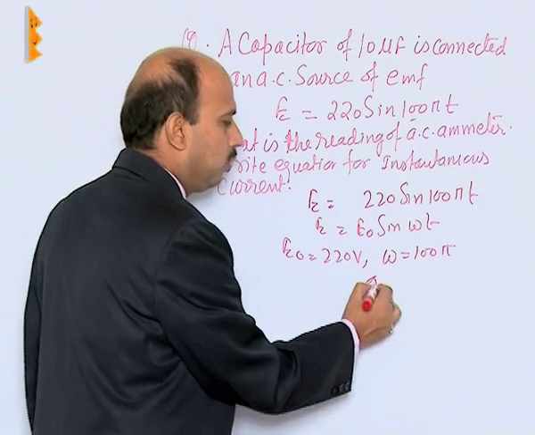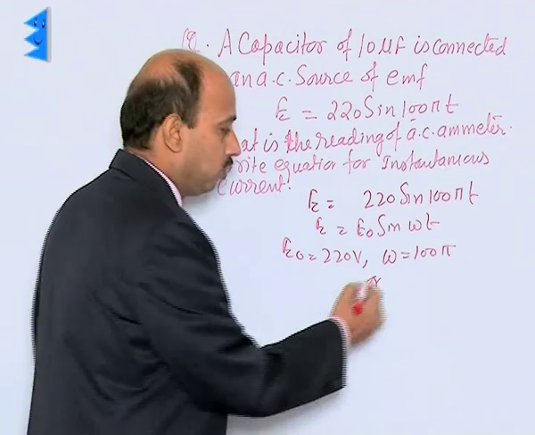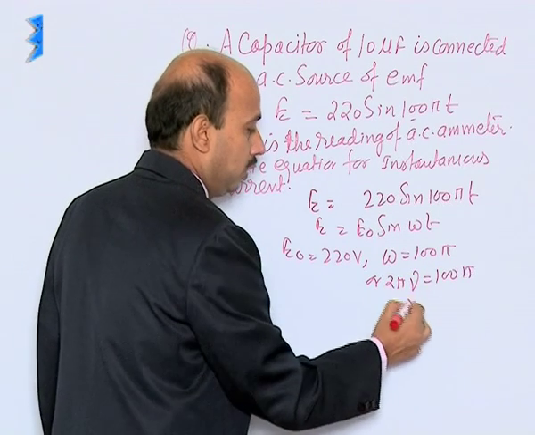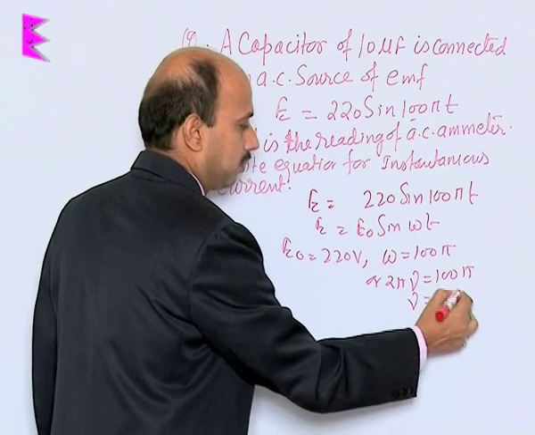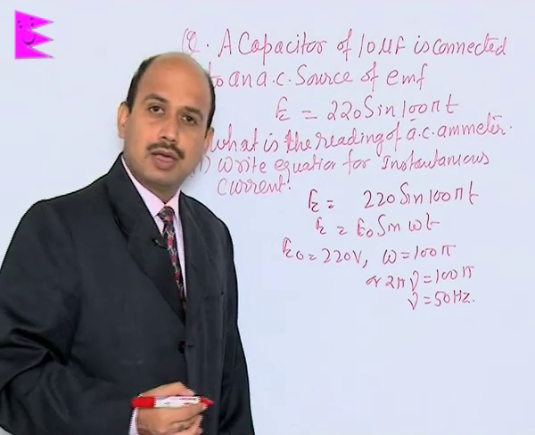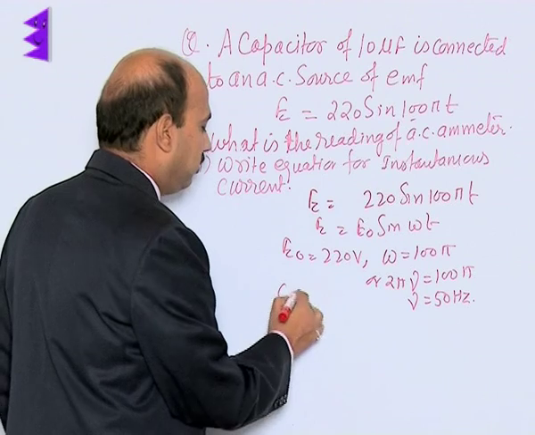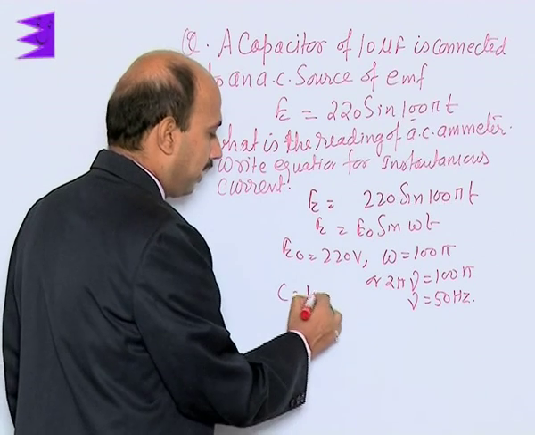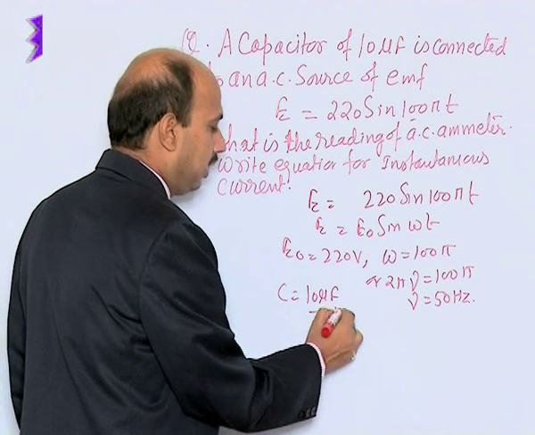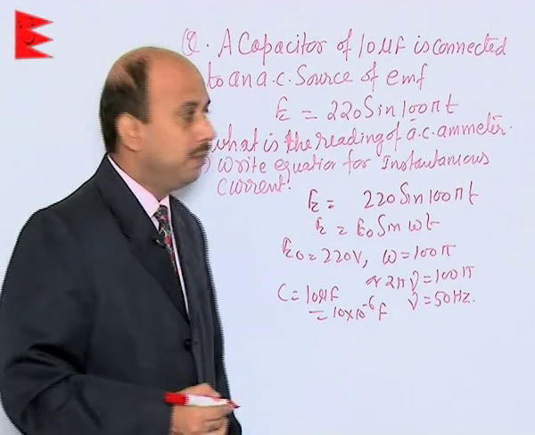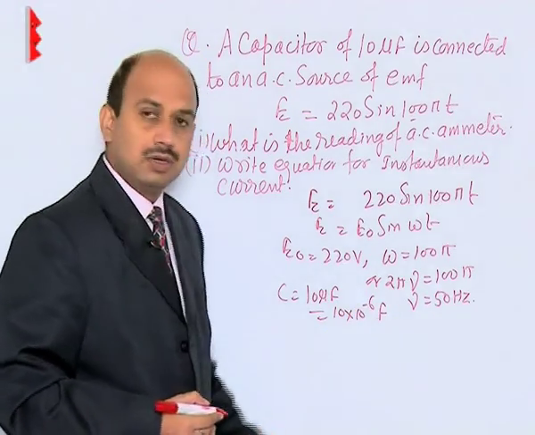So, if you need to calculate frequency, you can write here 2 pi nu is equal to 100 pi, so nu is equal to 50 hertz. If it is required, you can calculate it, otherwise without this also we can do. And C is equal to 10 microfarad, that is 10 into 10 raised to power minus 6 farad here. So, everything we have calculated in SI unit here.